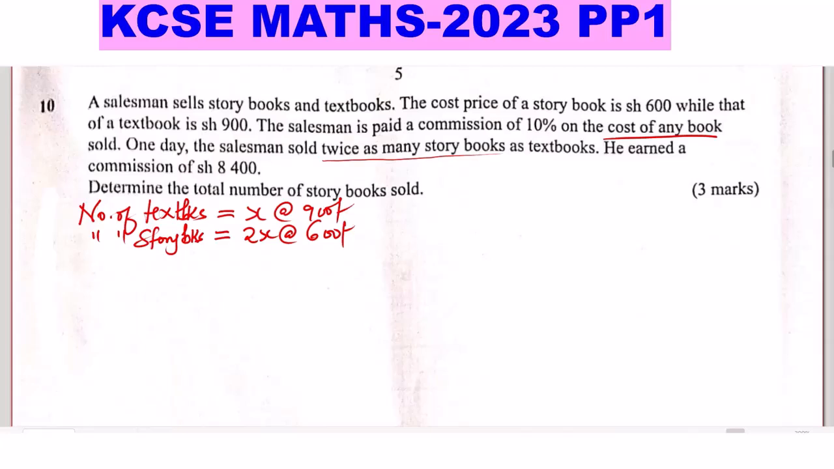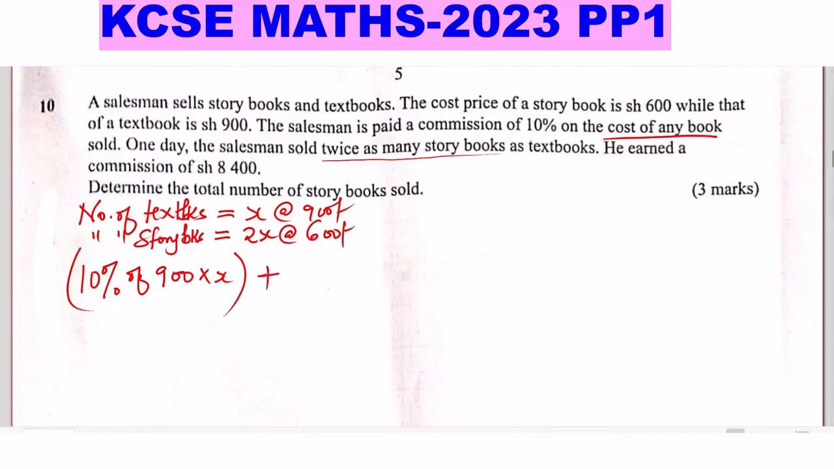So let's get the commission. This is how we get the commission: 10% of the cost of any book sold. We're going to begin with the commission obtained by selling one textbook. One textbook goes for 900 shillings. So the commission of one textbook will be 10% of 900. That is one book. And how many books are there? The total number of textbooks is x. So you have to multiply by x to get the commission for all the books. That expression, 10% of 900 times x, will give us the commission on all the textbooks.